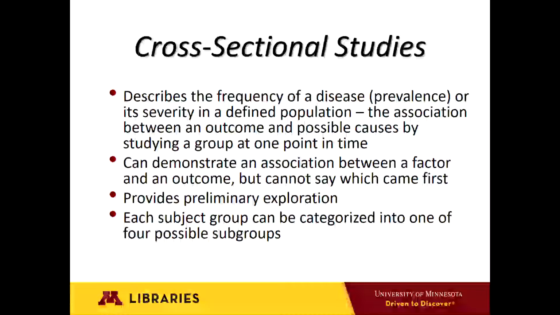In a cross-sectional study, the investigator measures the outcome and the exposures in the study participants at the same time. Unlike in case-controlled studies where participants are selected based on outcome status, or cohort studies where participants are selected based on exposure status, the participants in a cross-sectional study are just selected based on the inclusion and exclusion criteria set for the study.